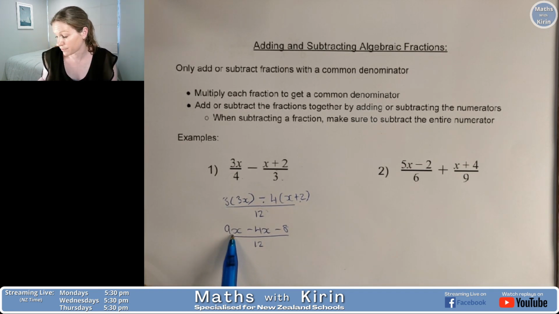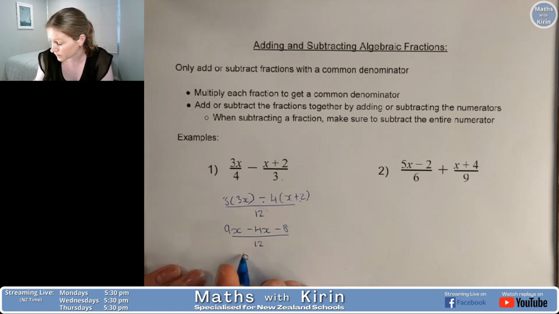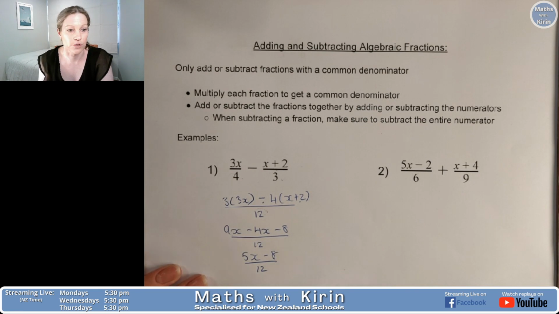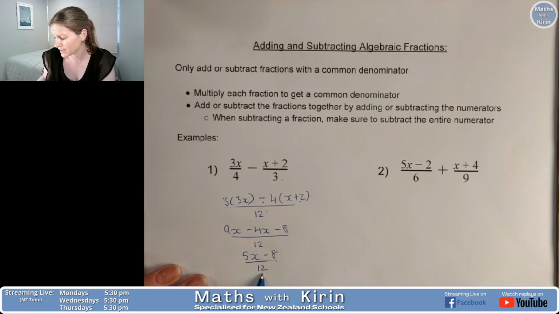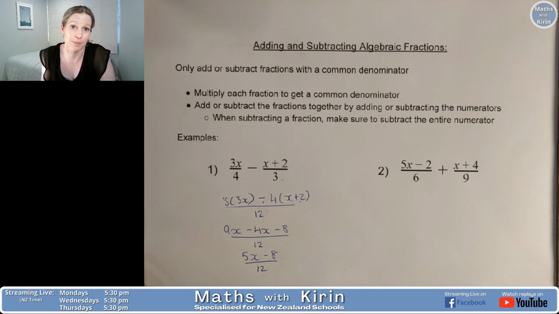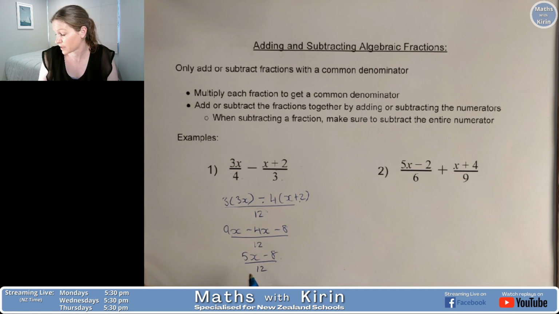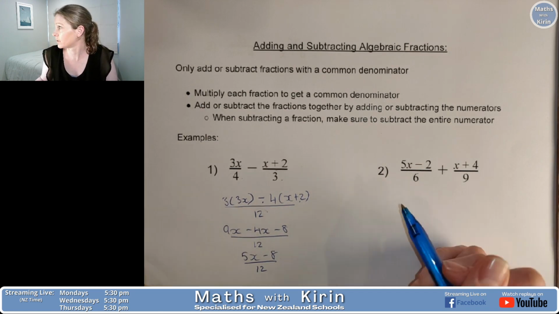And now we simplify. So 9x minus 4x is 5x. Minus 8 over 12. 5x, 8 and 12. There are no more common factors. So we can't simplify anymore. So our final answer is just 5x minus 8 all over 12.